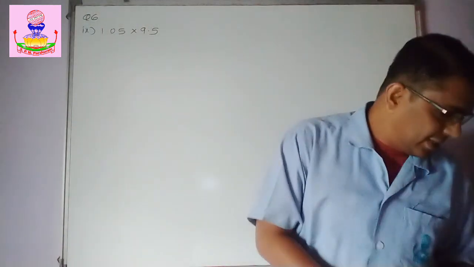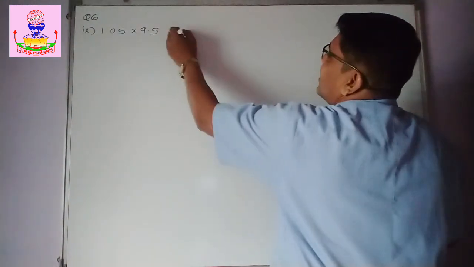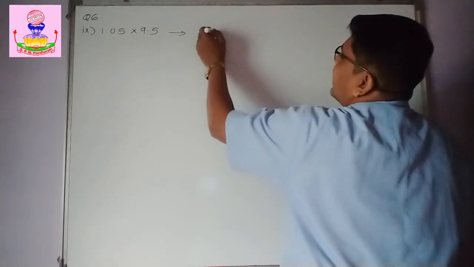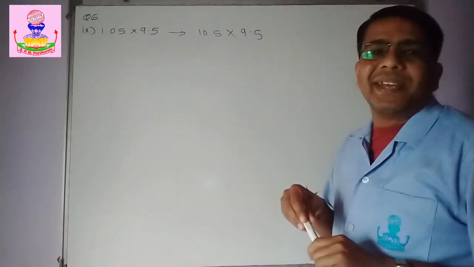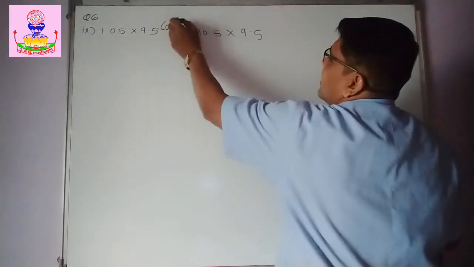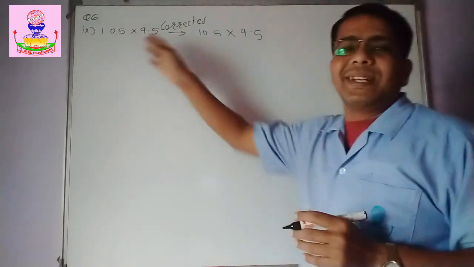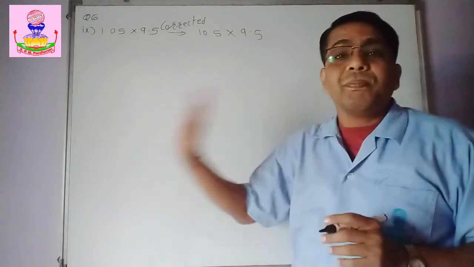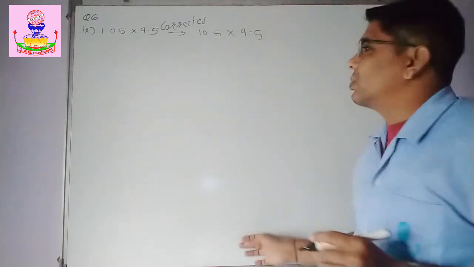We have corrected the example in this way. I have said take it as 10.5 into 9.5. This was the corrected example. So I am writing here corrected, so both types you will get acquainted with. This also you take down. And this corrected one you might have already solved, so you will go through it again.